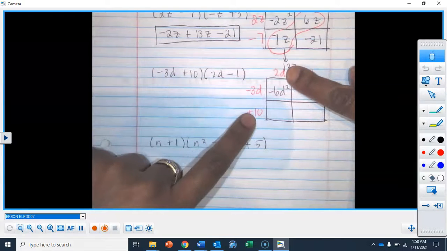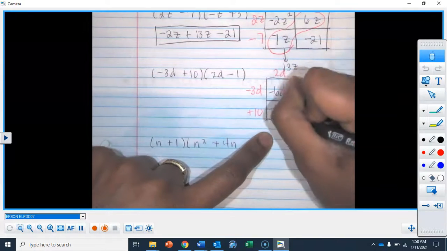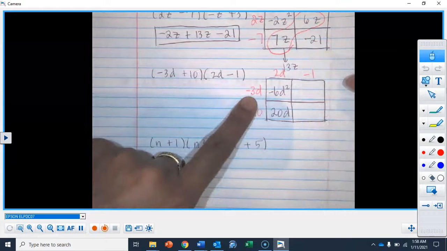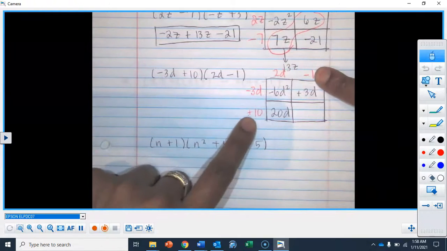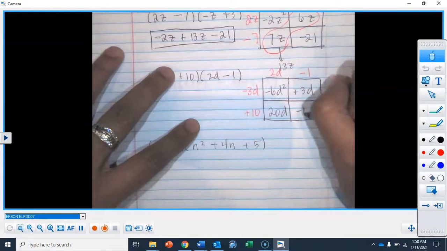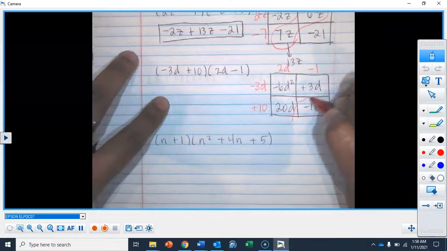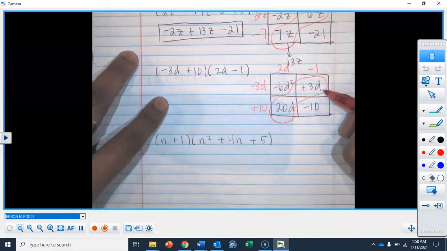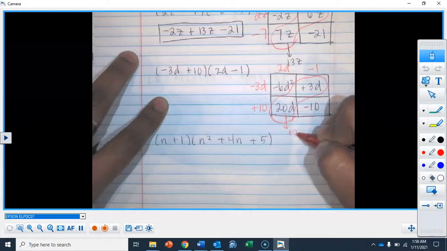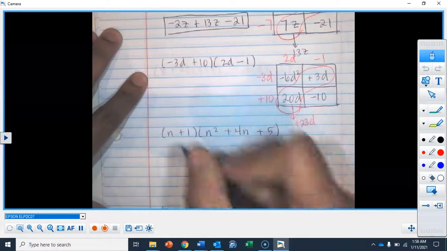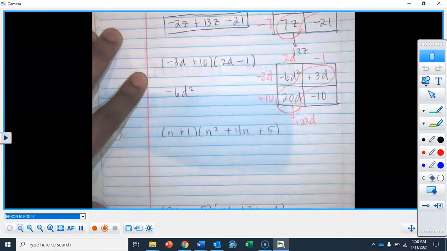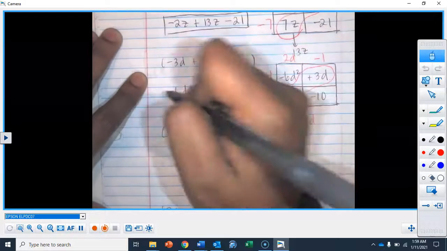Now I'm doing 2d times 10, that's 20d. And then negative 3d times negative 1, a negative times a negative is a positive 3d. And then negative 1 times 10 is negative 10. And again, we want for that diagonal, they should look the same. This is going to give me a positive 23d. And we're done. The final answer is negative 6d squared plus 23d minus 10. That's the answer for that one.